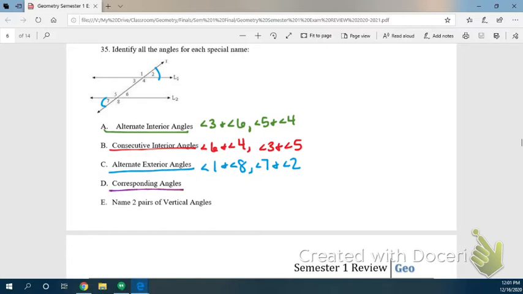Let's see. For corresponding angles, I'll do this in purple. Corresponding angles are when they're in the exact same location in a different intersection. So angle 1 and angle 5. I could also say angle 2 and angle 6. I could also say angle 4 and angle 8. And angle 7 and angle 3.